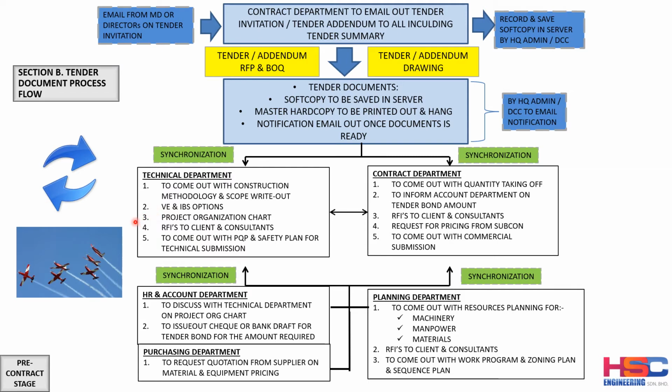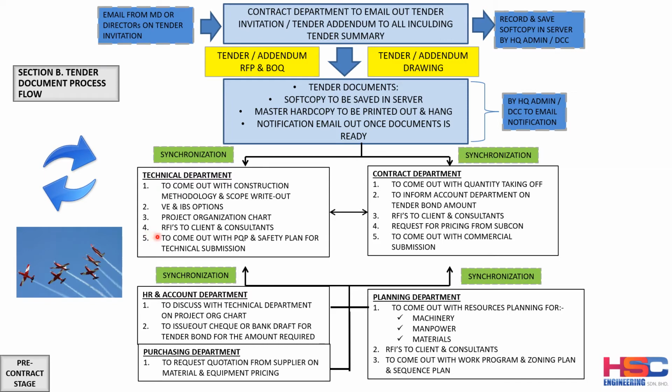And the technical department also will start to think what the project organization chart will look like for this project. The technical department can use the data from the previous project, the data of what are the project organization charts that they have before, whether this project is suitable to use the previous organization chart, or what their role and responsibility are. They need to find out further from the tender document.